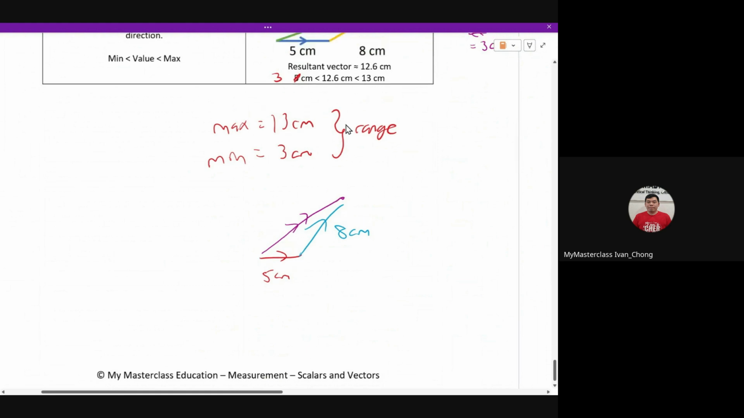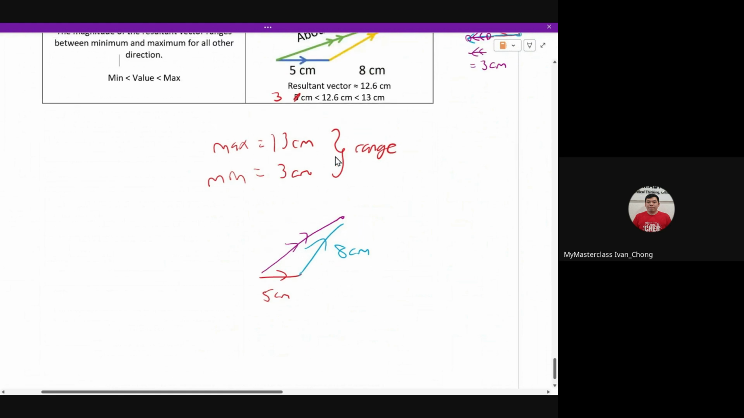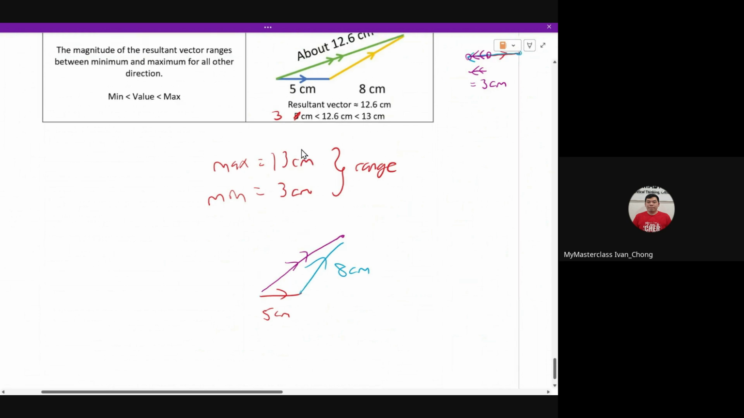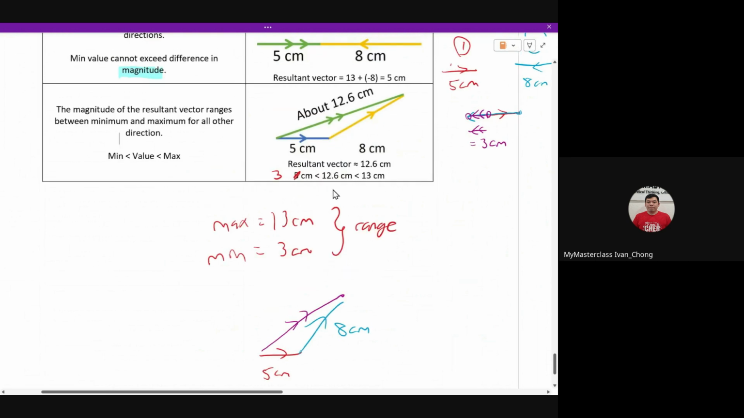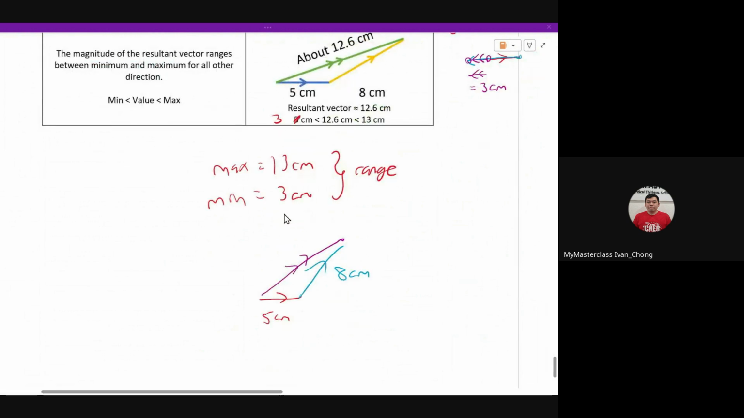So if we are solving based on this, you need to double check your maximum and your minimum and then your range. All the values that are possible must be between these values. So you can see over here, you can get 12.6, which is between these two values. But you cannot get 2, you cannot get 14. Those are not possible values. Okay, so with that, we have come to the end of your scalars and vectors questions topic itself.